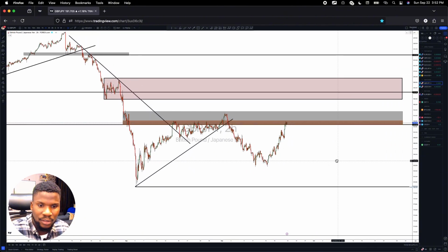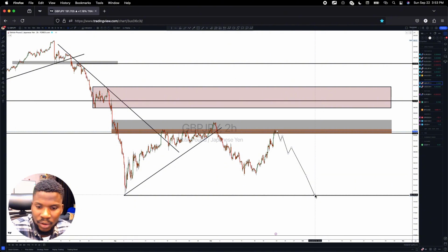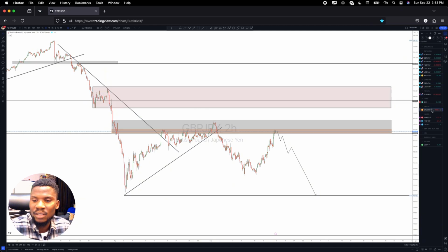Okay, so that's that on GJ. I don't really have any serious plan on GJ, but I would like to see a rebound from there, maybe something like this, and then the market dropping further. That would be a good sight for me. Outside of that, I don't really have anything much on GJ or any yen pairs for that matter. So that's going to be my plan on GJ.